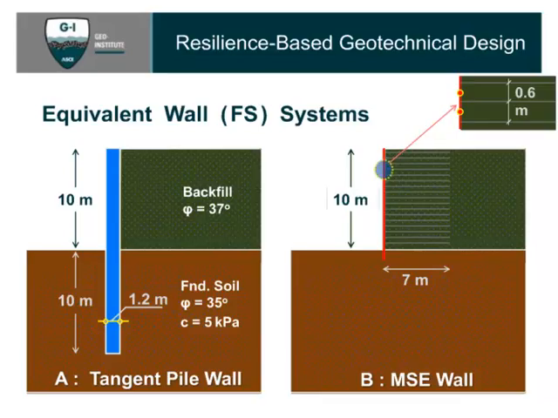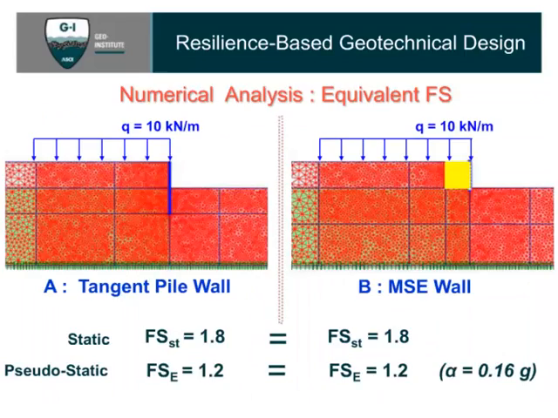Both have the same bearing and backfill properties. They both have a height of 10 meters, and the MSE wall has reinforcement at a vertical spacing of about 60 centimeters. Now, we analyzed and designed both walls so that they have the same factor of safety of 1.8 for static conditions and the same pseudostatic factor of safety of 1.2 for a peak ground acceleration of 0.16 G.